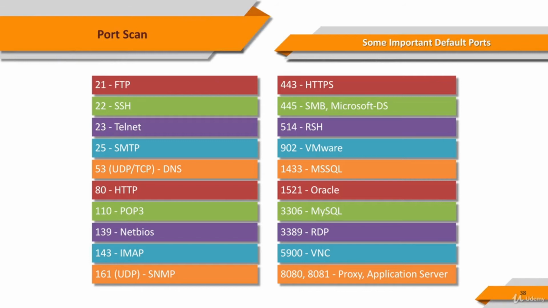In this slide, you see some of the most known default ports. So here's the question. If port 22 is open, is the service running there absolutely SSH? Could there be another service? Well, these are the default port numbers of the services. You can run any service on any port.